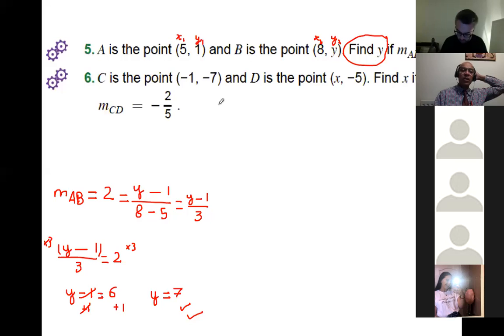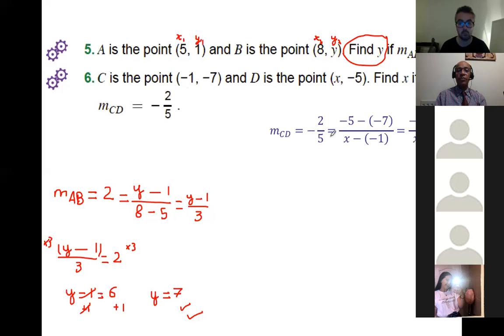Okay. Question 6 here. C is the point -1, -7. So again, x1, y1, and D is x2, y2. Find x if the gradient is -2 over 5. So first thing first, I just write my gradient is -5 minus -7, which becomes -5 plus 7. And x2 is x minus -1, which becomes x plus 1.